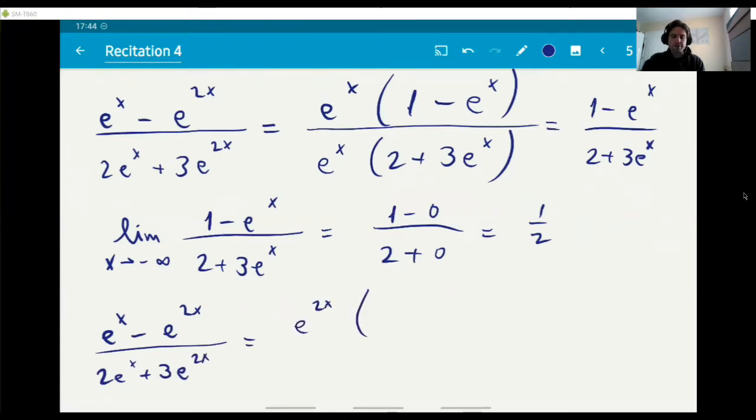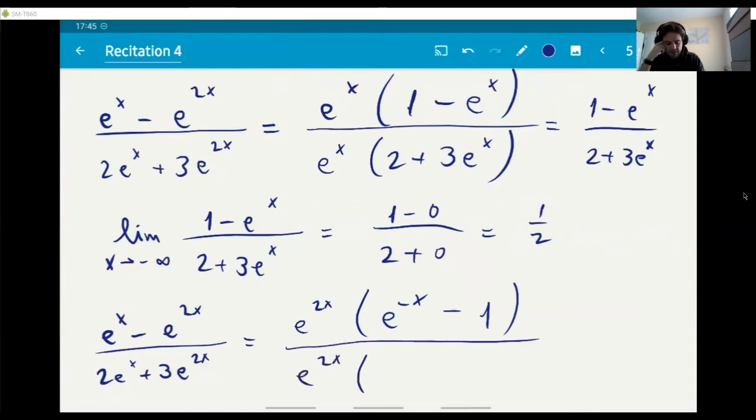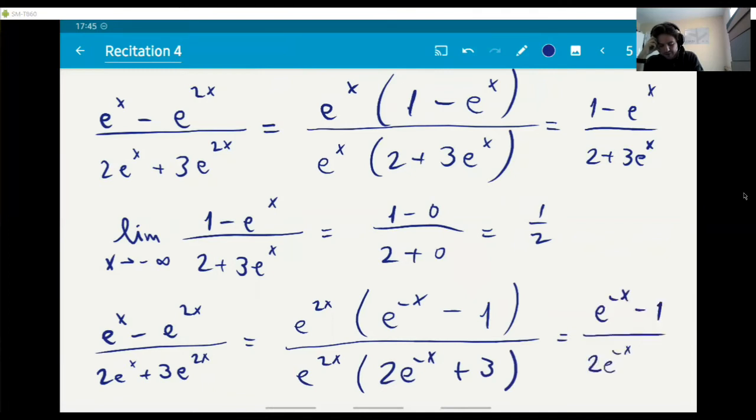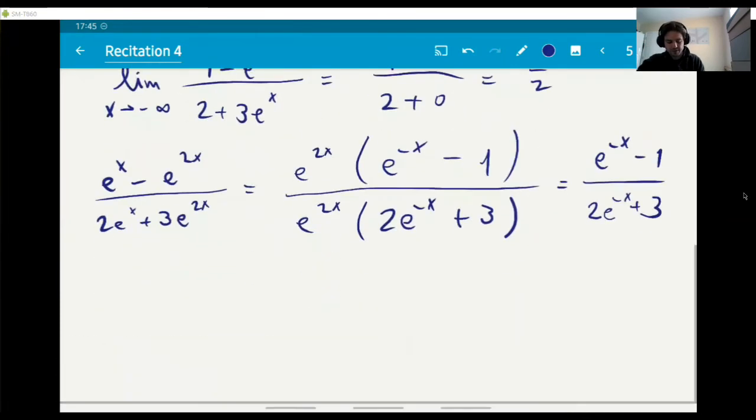Factoring e to the 2x from e to the x leaves e to the minus x behind. Just think about what would happen if you tried to distribute this expression here. E to the 2x times e to the minus x would give you the e to the x. And downstairs, similarly, 2e to the minus x plus 3. So if you factor e to the 2x from the function, this is the expression you find. This expression now is useful to find the limit at plus infinity.